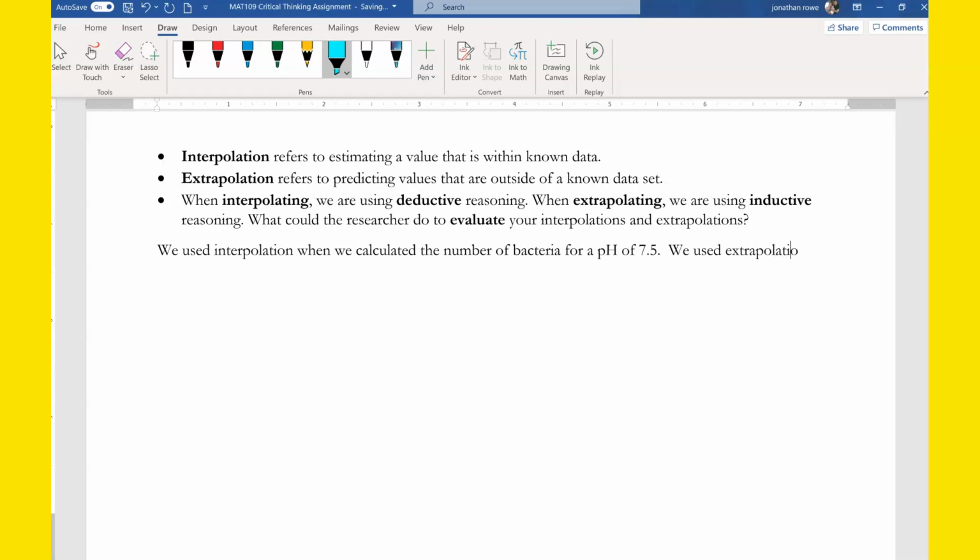We used extrapolation. I know the question doesn't ask this, but I think I want you to write this anyway. We use extrapolation when we calculated the number of bacteria for a pH of 1. Because extrapolation is when it's outside of the known data set. So when we plugged in 1, that was outside of the range of data that we had. So now let's answer the actual question.